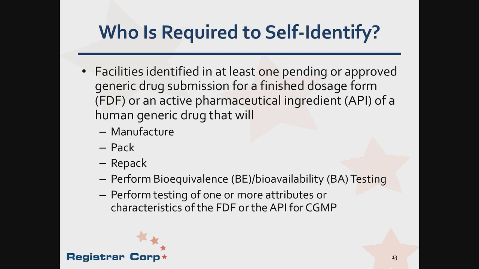Bioequivalence or bioavailability sites that are identified in a generic drug submission and conduct clinical BE or BA testing, bioanalytical testing of samples collected from clinical BE or BA testing, or in vitro BE testing. Sites that are identified in a generic drug submission and perform testing of one or more attributes or characteristics of the finished drug form or the active pharmaceutical ingredient pursuant to a contract with the applicant to satisfy a current good manufacturing practice testing requirement. These sites are also required to self-identify, as well as sites that are testing for research purposes only. These guys are excluded from this requirement.